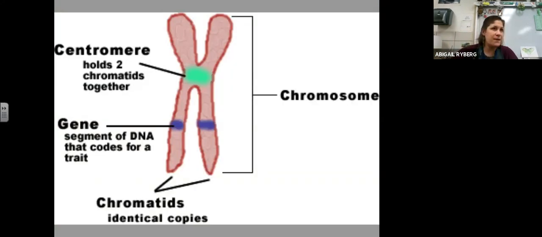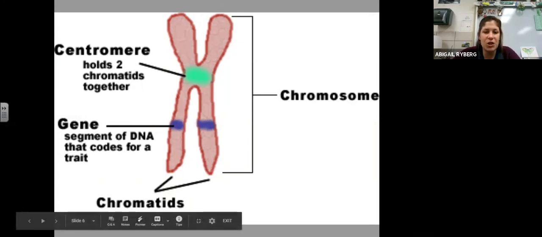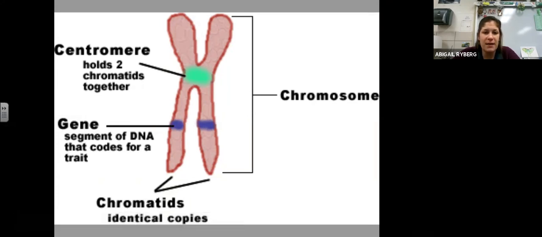Here's a picture on the screen. The whole X-shaped structure is the chromosome. The chromatids, there's a left chromatid and then a right chromatid. They're held together by this green blob, which is shown here as the centromere. And then again, any point on that chromosome is what we call a gene.